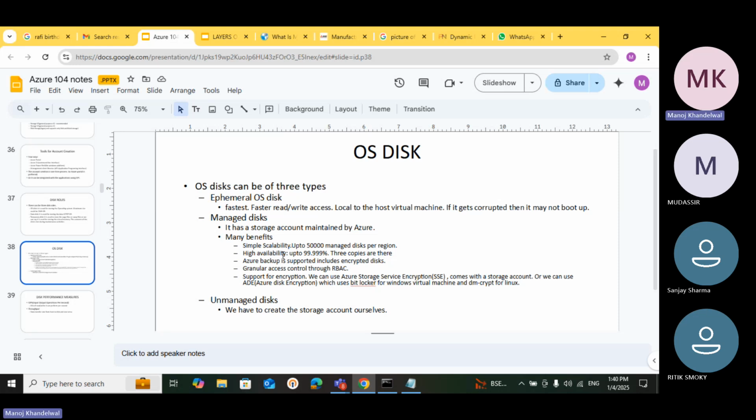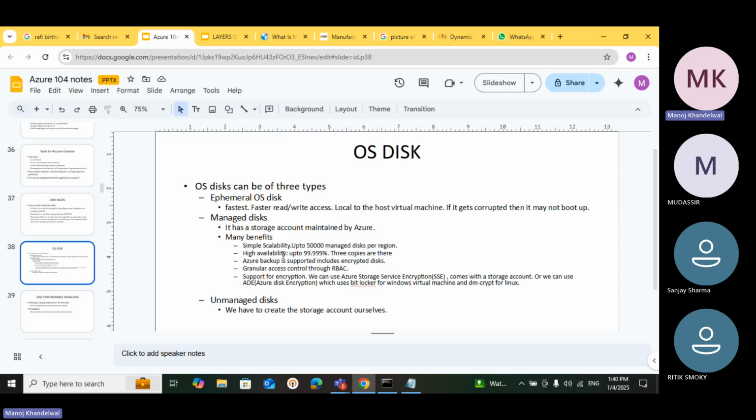So this is another facility. Then granular access control through RBAC. What is RBAC? Role-based access control, which we studied in AD, right? And support for encryption. We can use Azure Storage Service Encryption. We can encrypt the data. So that kind of security is also there, right?